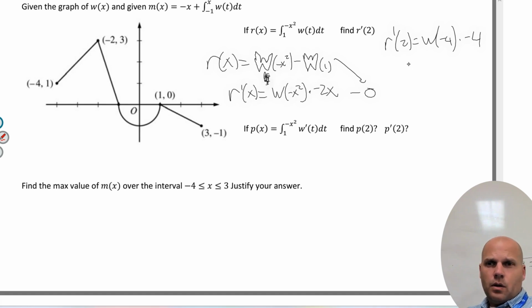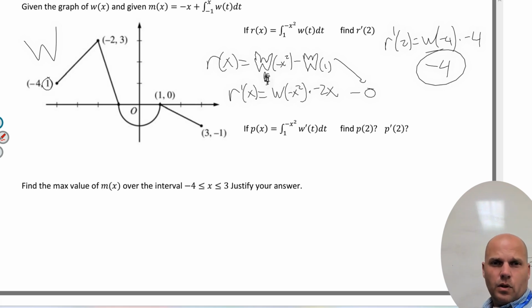1, -4. This is the graph of W. So W of -4 is 1. Whew, who knows if this works out?